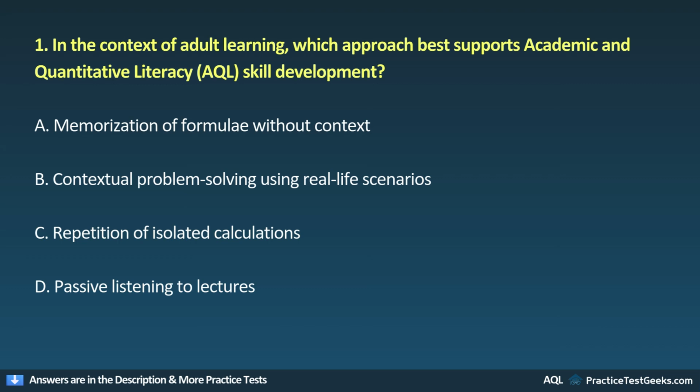1. In the context of adult learning, which approach best supports academic and quantitative literacy, AQL, skill development? A. Memorization of formula without context. B. Contextual problem solving using real-life scenarios. C. Repetition of isolated calculations. D. Passive listening to lectures.